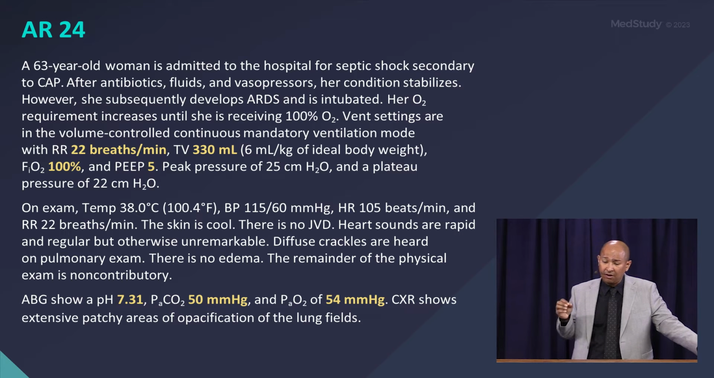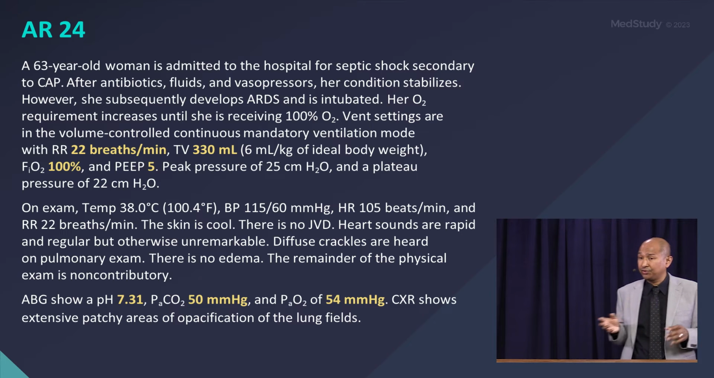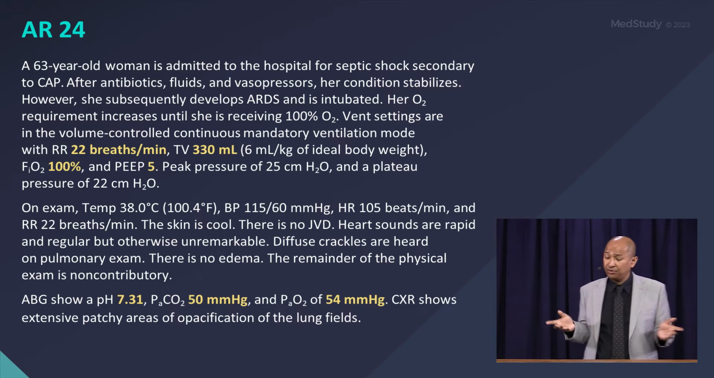Vent settings are volume controlled. We call that VAC, volume assist control, or volume controlled continuous mandatory ventilation. The set respiratory rate is 22. Tidal volumes are 330 mLs, which is already 6 mLs per kilogram of body weight. FiO2 is 100. The PEEP is 5. The peak pressure is 25. Plateau is 22.